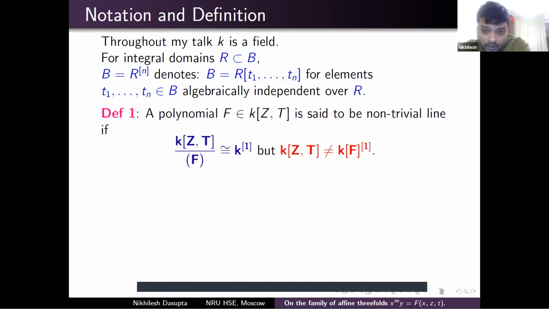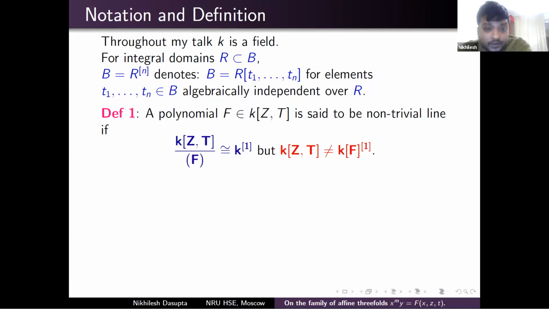This is quite strange because in characteristic 0, you will never find an example, by a very well-known result of Abhyankar, Moh and Suzuki. But these examples do exist in positive characteristic: there will be polynomials in K[Z,T] such that if you go modulo that, it will be K[1], but that polynomial will not be a variable.